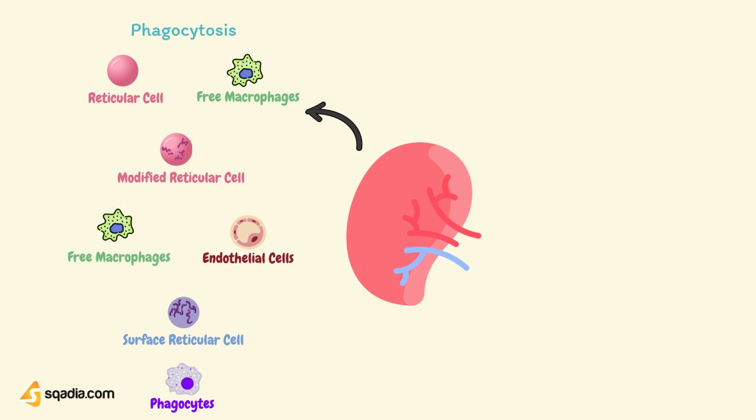Phagocytosis of circulating antigens initiates humoral and cellular immune responses. Another function of the spleen is hemopoiesis. The spleen is an important hemopoietic organ during fetal life.